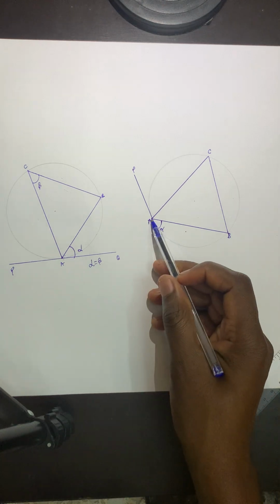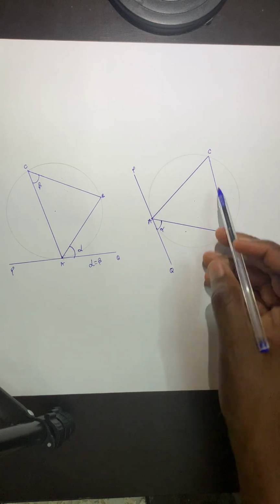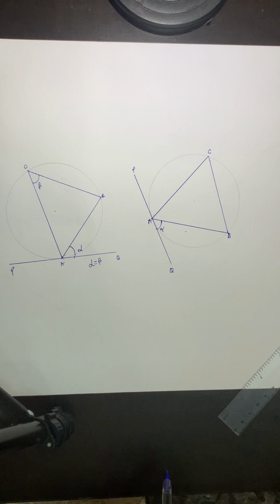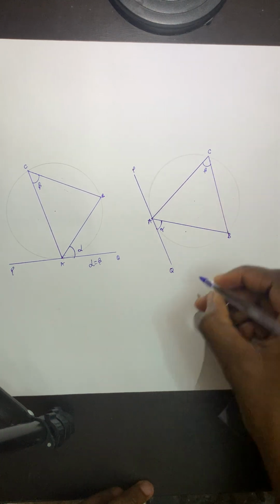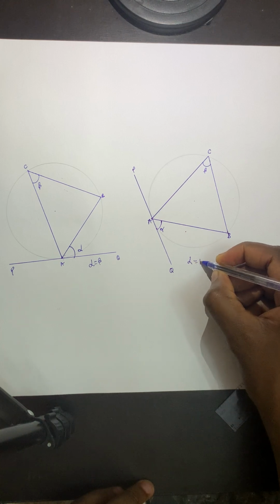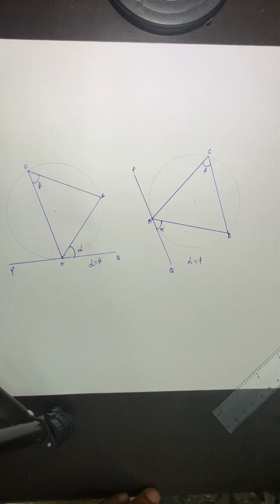Is it at angle A, at angle B, or at angle C? Great. So it's at angle C. This is beta. So our alpha is equal to beta. Remember, this is the center of the circle.